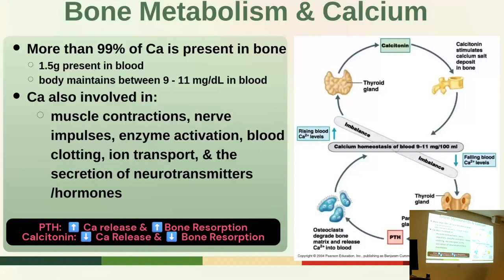If our levels get too high, then our thyroid gland, our C cells in there, release another hormone called calcitonin, and that tells our body to start depositing calcium into our bones or to start excreting excess calcium and to stop absorbing quite as much calcium. So those are 2 major hormones involved in regulating calcium metabolism.